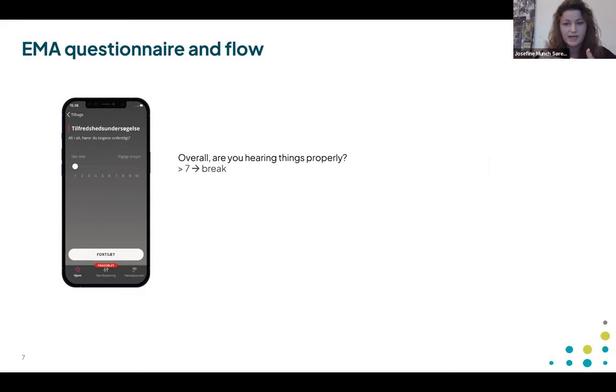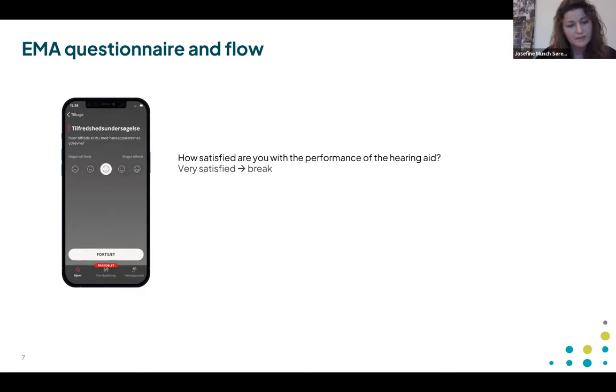In order to reduce the time that it took for people to fill in these EMAs, we chose to have a cut out of the EMA protocol when people chose a rating higher than 7. So basically they were thanked for their participation in that EMA and they could close the app. But if they chose a rating lower than 8, then they were asked a second question, which was, how satisfied are you with the performance of the hearing aid? Again, if they were very satisfied, they could close the app.